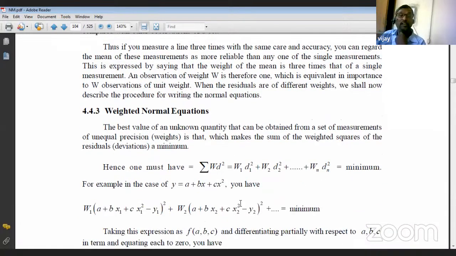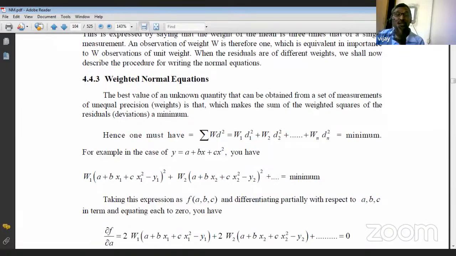When we are taking the residuals at different weights, we shall now discuss the procedure for weighting the normal equations. Weighted normal equation: the best value of an unknown quantity, obtained from a set of measurements of unequal precision, is the one for which the weighted sum of squares of residuals is a minimum. Hence, the sum of W1 d1 square, W2 d2 square, and so on up to Wn dn square, we call it a minimum.